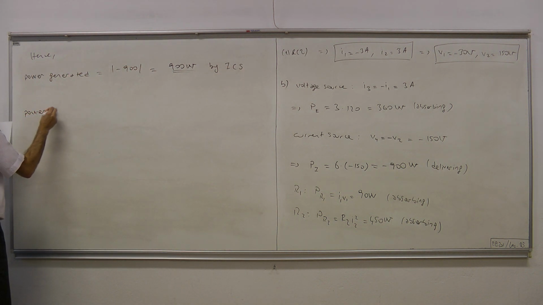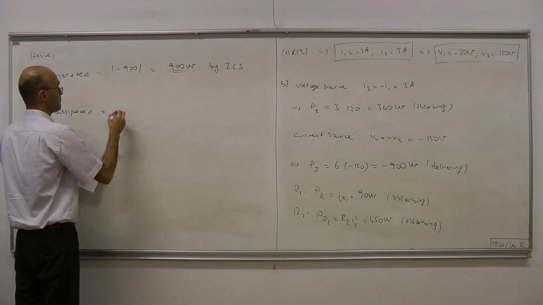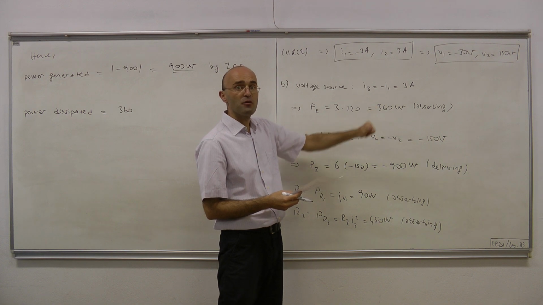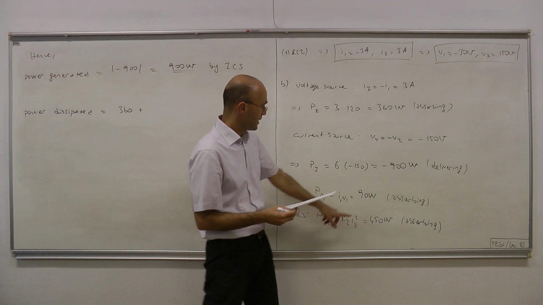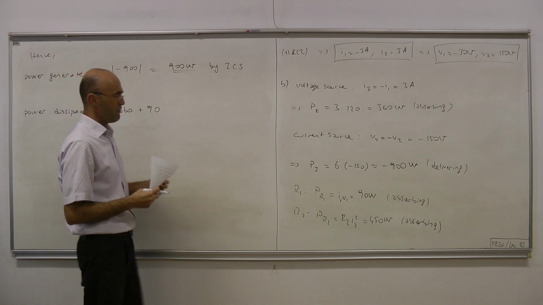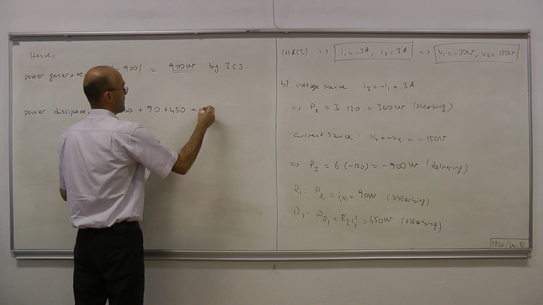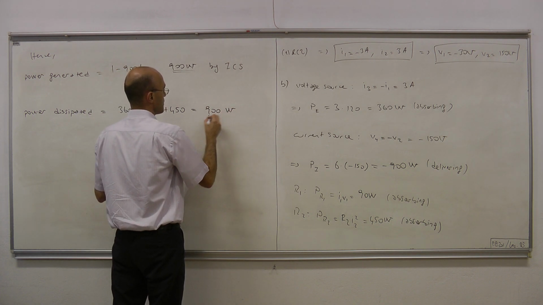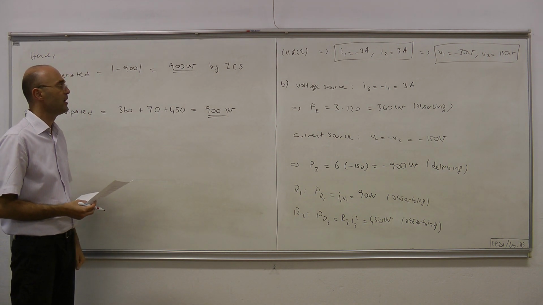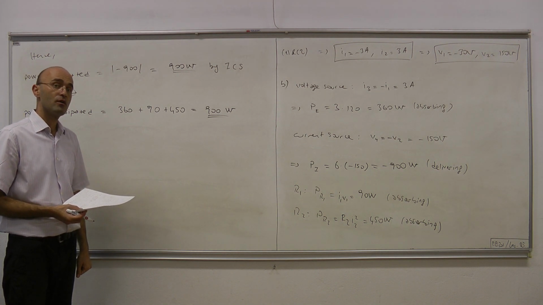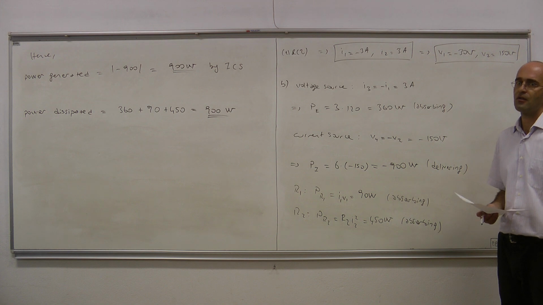And now compute power absorbed, or power dissipated. That equals the sum of all the powers with positive sign. Here we have 360 for the voltage source, plus 90 for the first resistor, and finally 450 for the second resistor, and that gives us 900 watts. Therefore, power generated equals power absorbed. Now this is not a coincidence, this must always be so. And why that is, we'll see soon enough, once we study the so-called Tellegen's theorem.